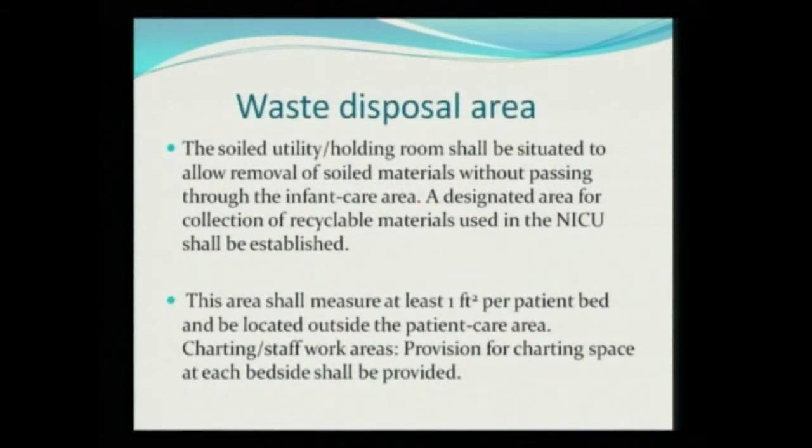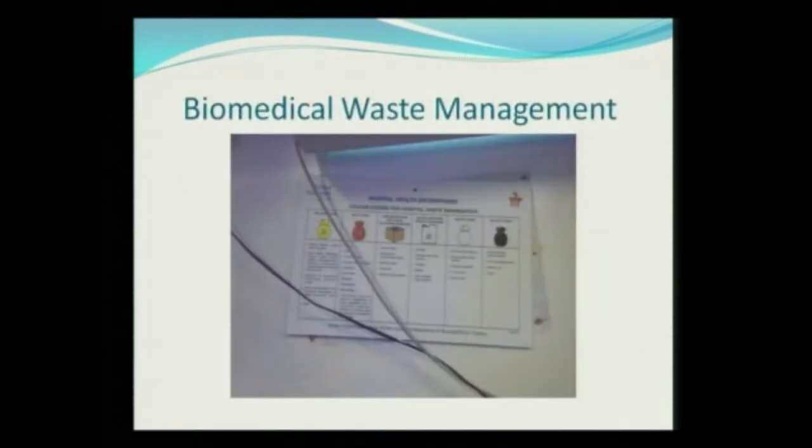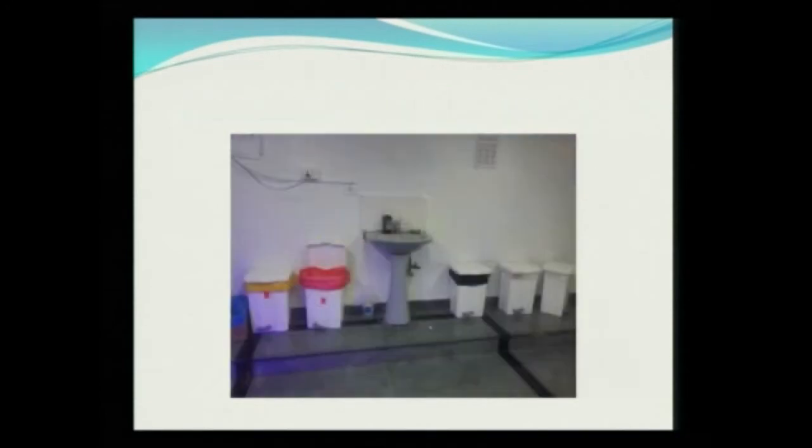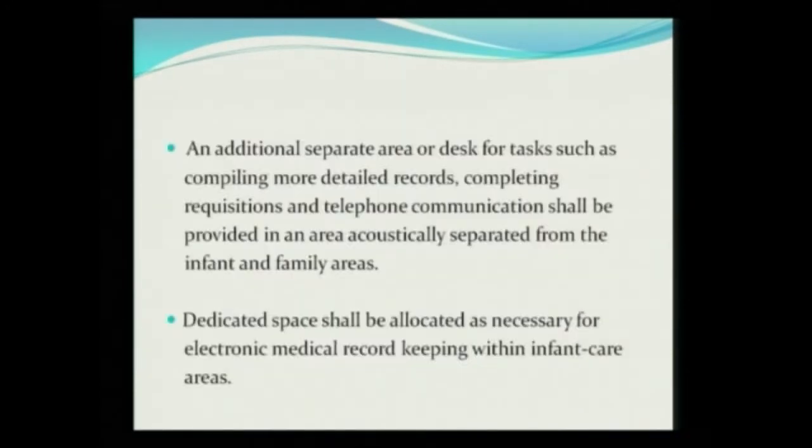And the waste disposal area, of course. So this area should be at least 1 feet square per bed and located outside the patient care area. So this is the color coding system for biomedical waste management, which is followed in most of the hospitals. So these are the bins which are different colors.